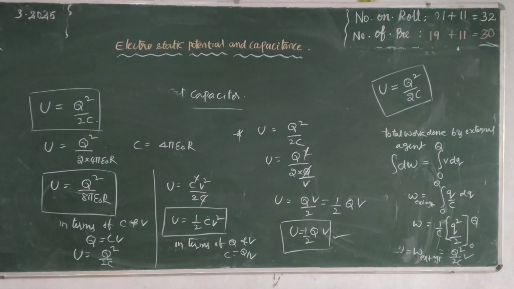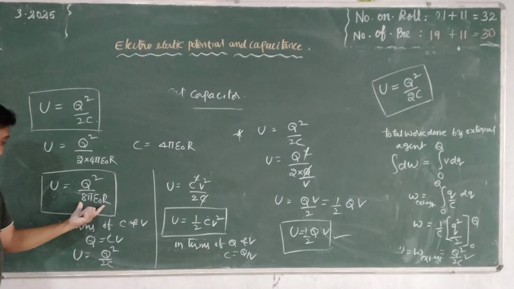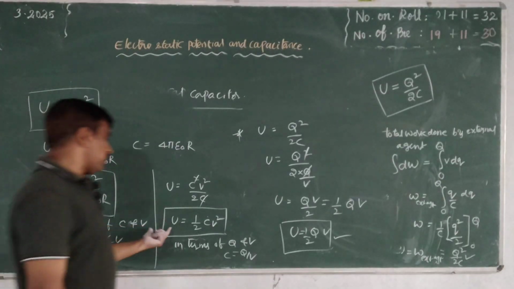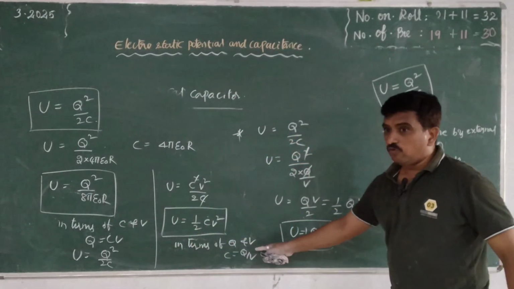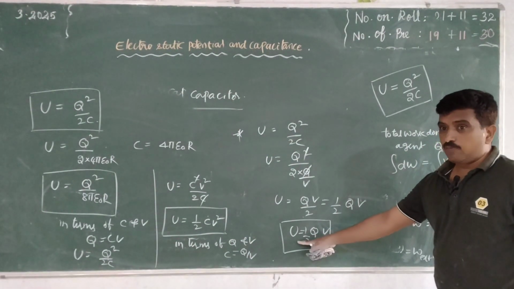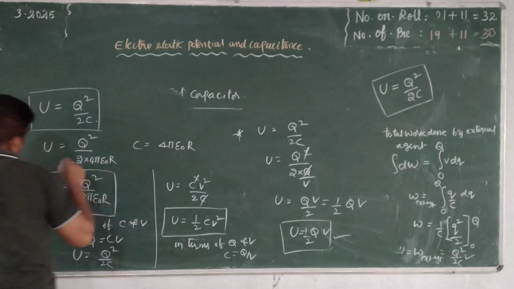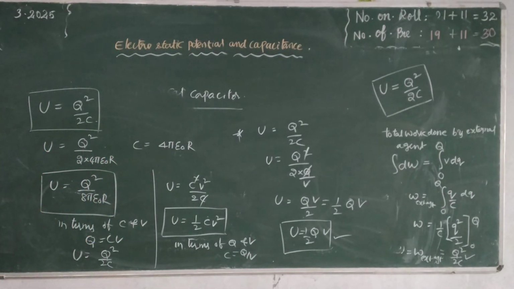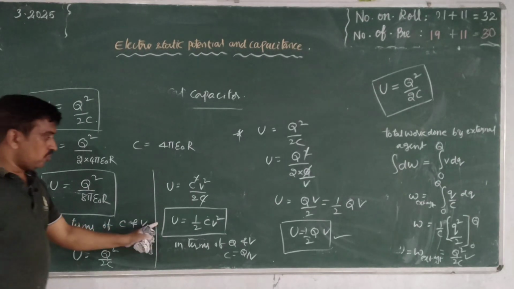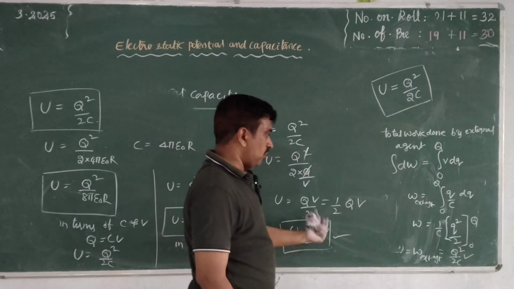What are the formulas for energy stored in a spherical capacitor? One formula is u equal to q square by 2c. Or in terms of radius, u equal to q square by 8 pi epsilon naught r. Or in terms of c and v, u equal to half cv square. In terms of q and v, potential energy of spherical capacitor equal to 1 by 2 q into v. So these are the formulas for potential energy stored in a spherical capacitor: u equal to q square by 2c, u equal to q square by 8 pi epsilon naught r, or u equal to 1 by 2 cv square, or u equal to 1 by 2 qv.